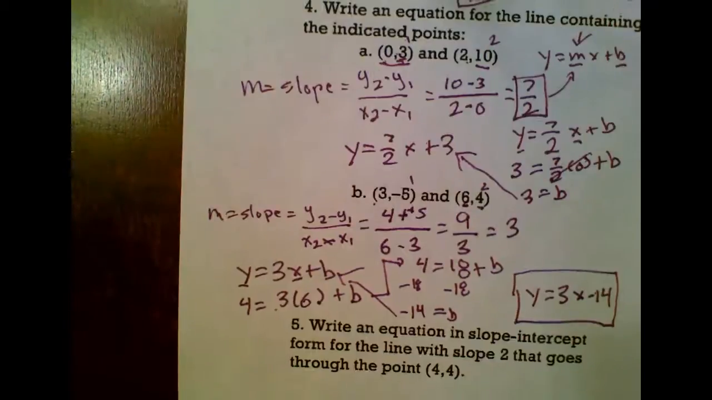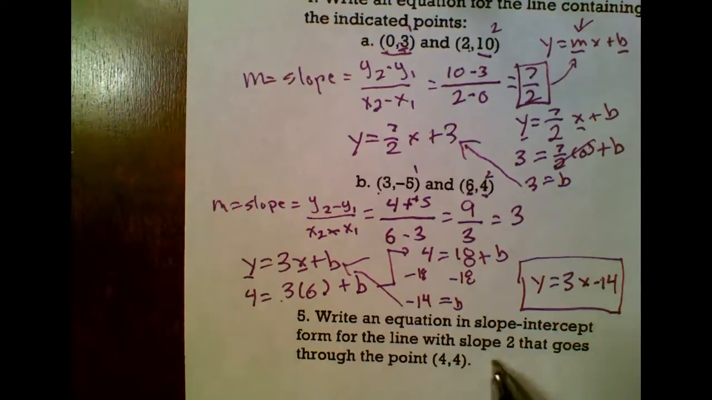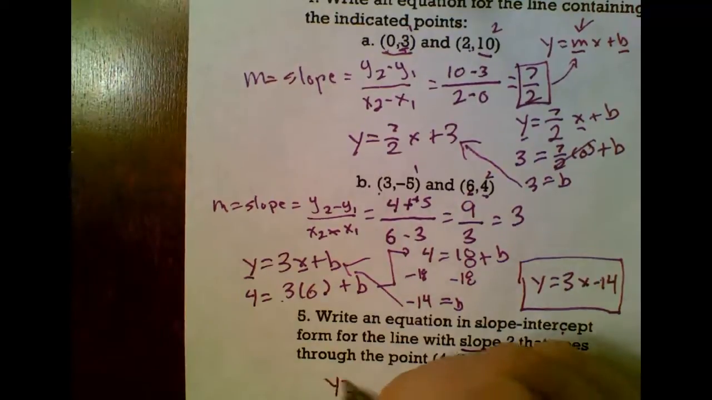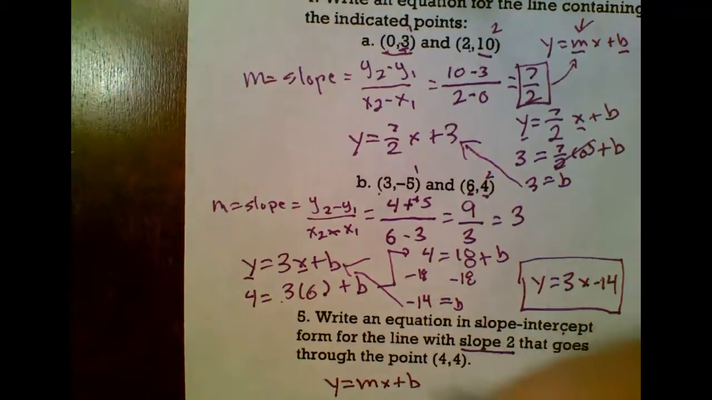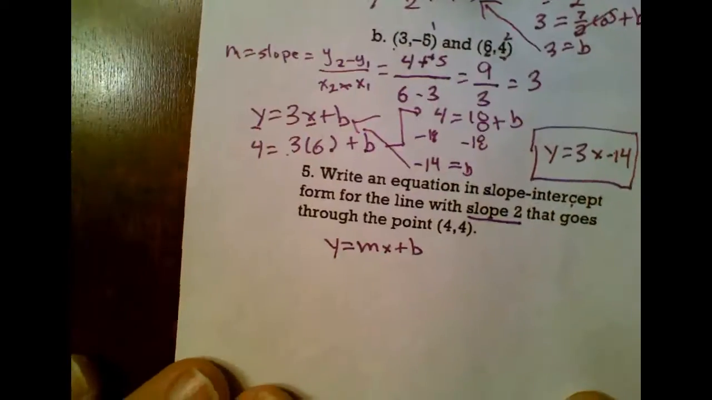Okay. Moving on, number 5. Write an equation in slope-intercept form for the line with a slope of 2 that goes through the point 4, 4. Well, that's not too bad. So we already know the slope is given to us right there. And we got to have it in slope-intercept form. That's y equals mx plus b. This sounds easier than the problems up here, right? So let's do this one.